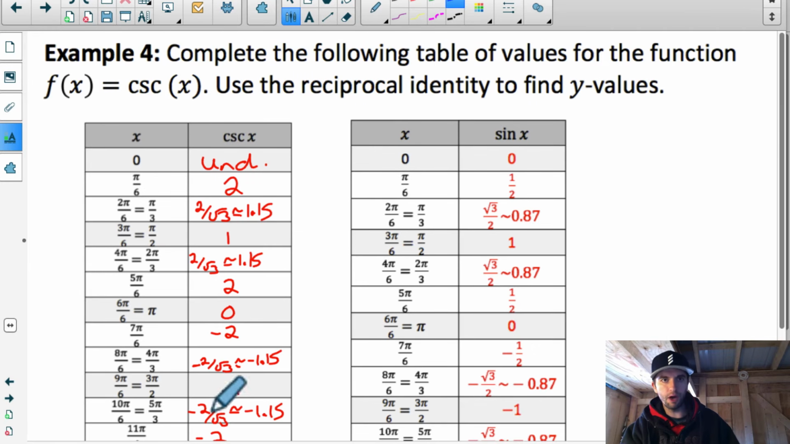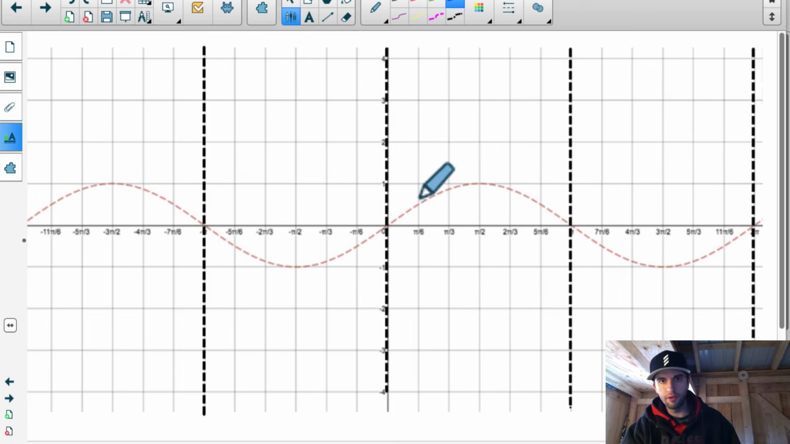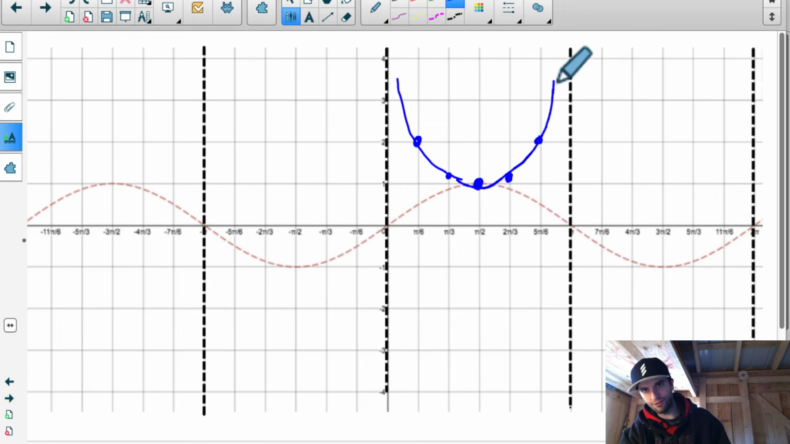So now let's plot all of the points from the table, and we'll see what this function looks like. The sine ratio at pi over 6 was a half, so for cosecant, it's the reciprocal of that. It was up at 2. At pi over 3, it was 1.15. And the reciprocal of 1 is 1, so you're going to see that the cosecant and the sine function have the same ratio values at pi over 2. Then back to 1.15, then back to 2. So here's what it looks like between those two vertical asymptotes.